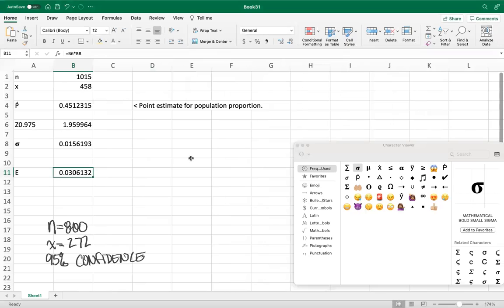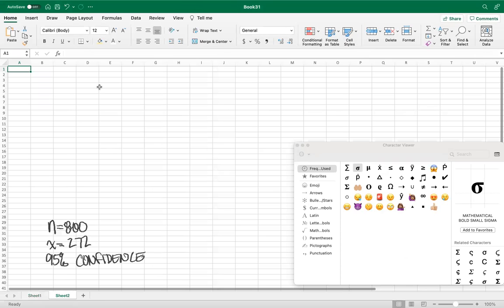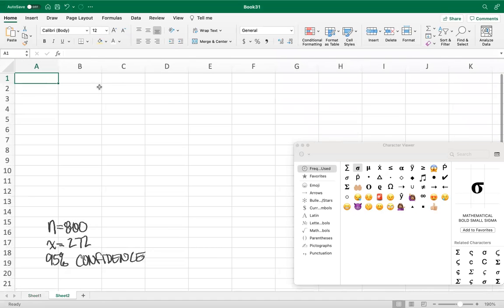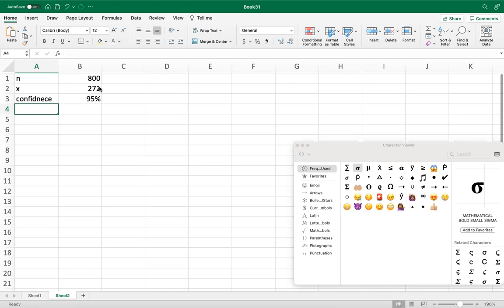All right, so let's start here. We have n equaling 800, we have x equaling 272, and we have our confidence at 95%. Now that we have all of that, we could clear this out and talk about what we're going to do. So again, the first thing that we need, from our formula here, is to figure out what p hat is.